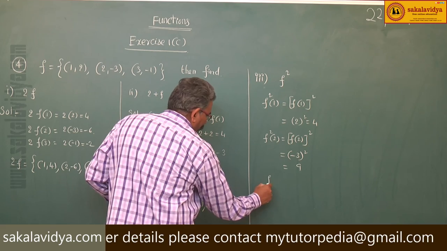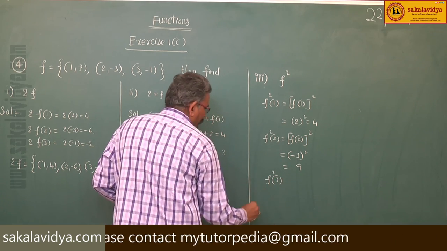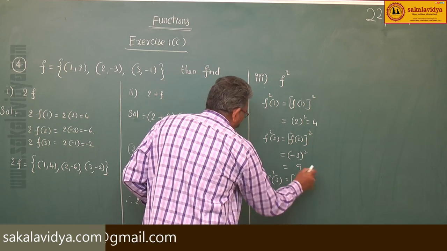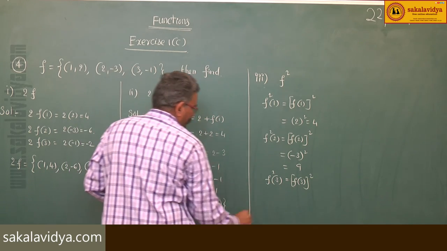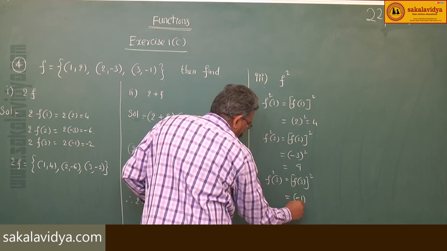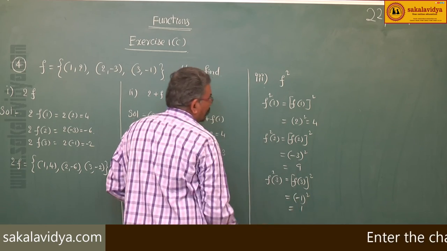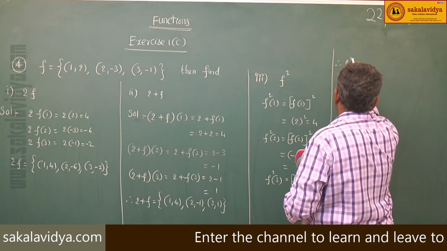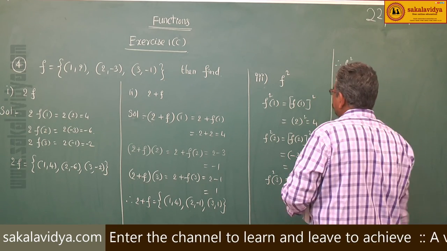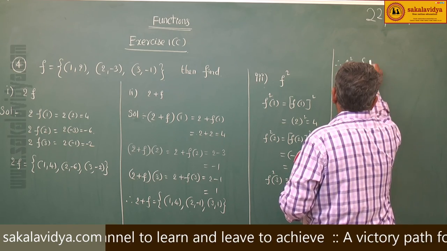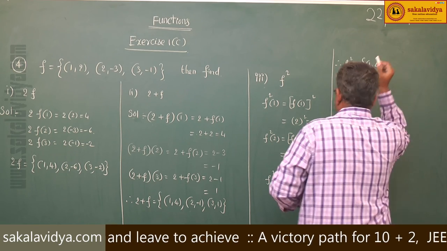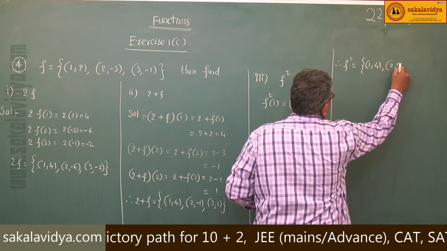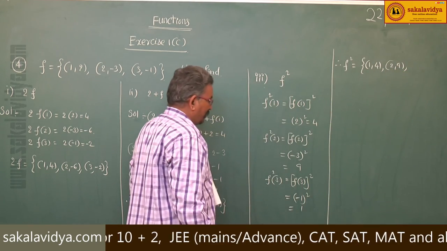Next, f square of 3, f of 3 whole square. F of 3 is minus 1. So, minus 1 square is 1. Therefore, f square in roster form we can express as 1 comma 4, next 2 comma 9, next 3 comma 1.